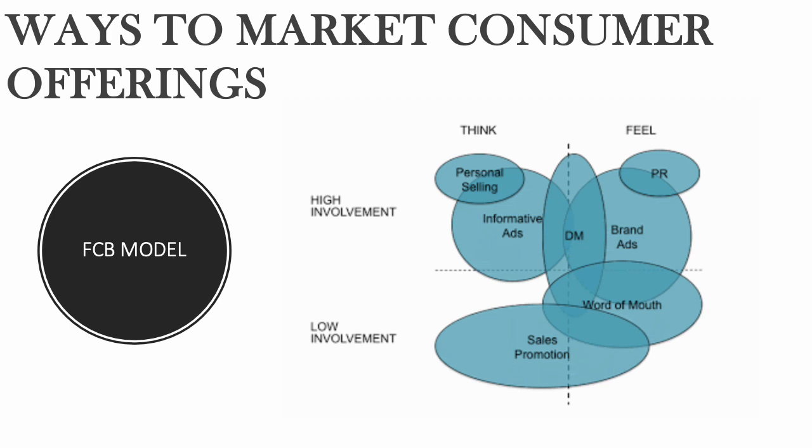Anyway, the FCB model also provides ways to market consumer offerings. Depending on the quadrant your product category, service, or other offering falls under, this is how you would market them. For thinking products that are high involvement, you're going to want to use personal selling, informative ads, and direct marketing, right? That's what the DM stands for. For feeling, again, you're going to want to use direct marketing, brand ads, and public relations or PR.